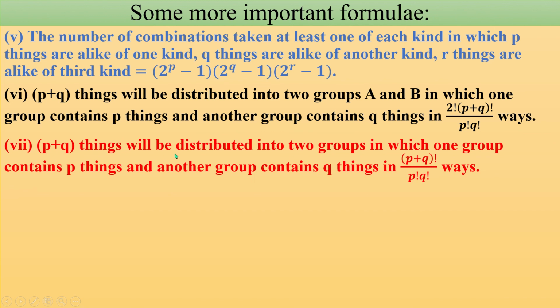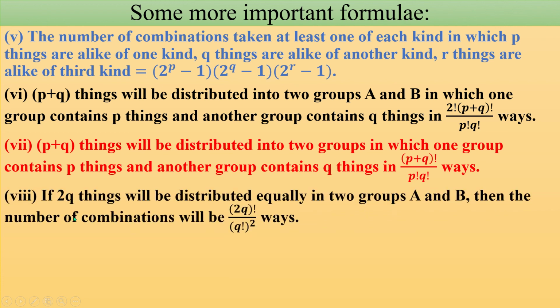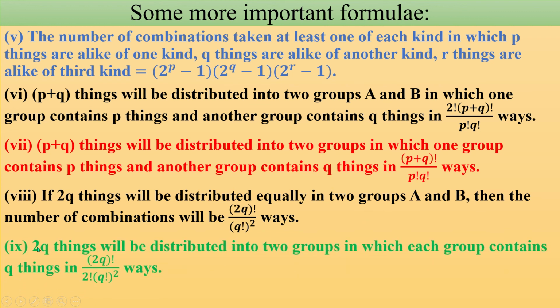Number 7: P plus Q things will be distributed into two groups, in which one group contains P things and another group contains Q things, in (P plus Q) factorial divided by P factorial into Q factorial ways. Number 8: if 2Q things will be distributed equally in two groups A and B, then the number of combinations will be (2Q) factorial divided by (Q factorial) whole square ways. 2Q things will be distributed into two groups, in which each group contains Q things, in (2Q) factorial divided by 2 factorial into (Q factorial) whole square ways.